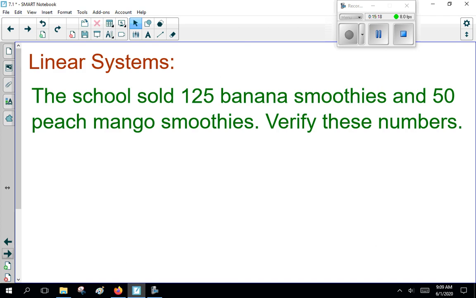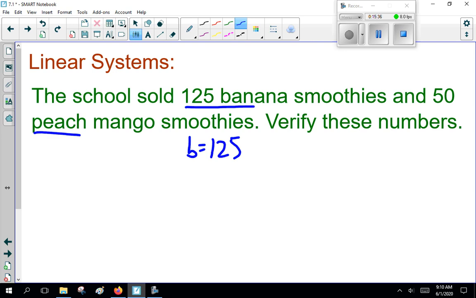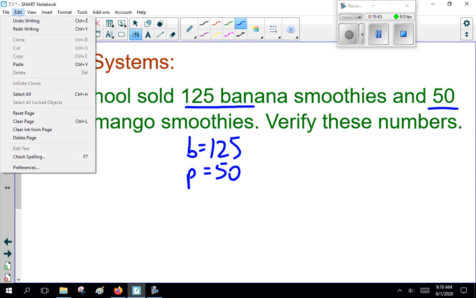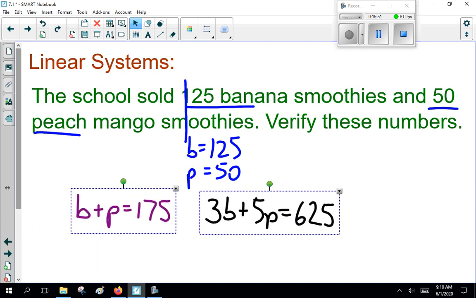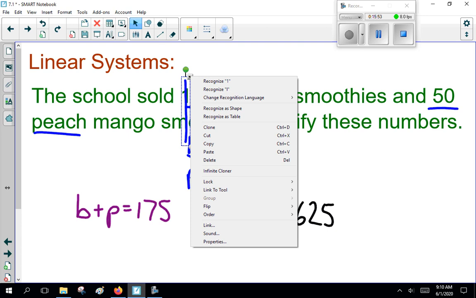Linear systems. The school sold 125 banana smoothies and 50 peach mango smoothies. Verify these numbers. So let me see. We are saying B is 125 and 50 peach mangoes. Peach is 50. So check. Now, what were the two equations? Oh, I meant that. All right.